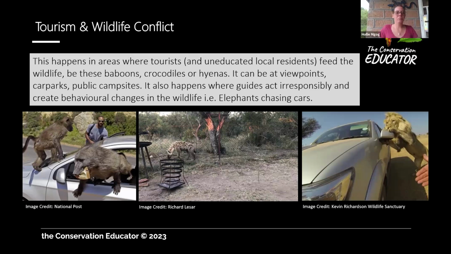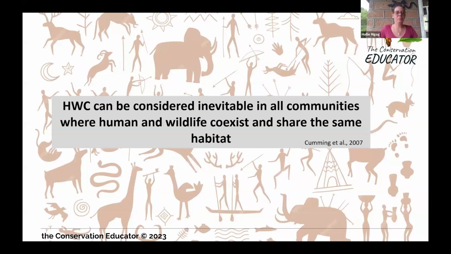Okay, so basically what we come to the end of that is to say that human wildlife conflict is inevitable. It's going to happen in every single community where humans and wildlife coexist. If you share the same habitat, there will be conflict. If you share the same bedroom with your sibling, you will fight. You know, this is just the way the world works. So what we need to work towards is understanding how we can have as little conflict as possible. The aim is not to get to a point where we have no conflict, because that is not probable. All right. So let's look at the conflict aspect again, but let's take a human perspective.